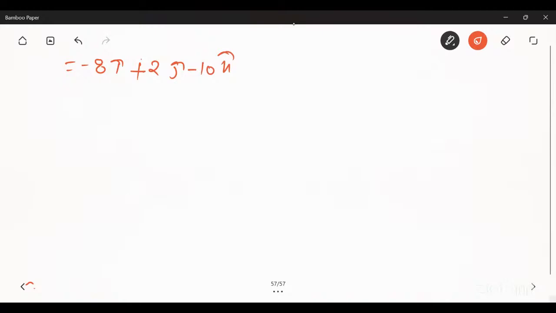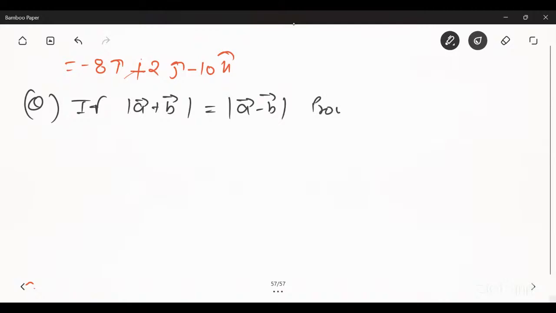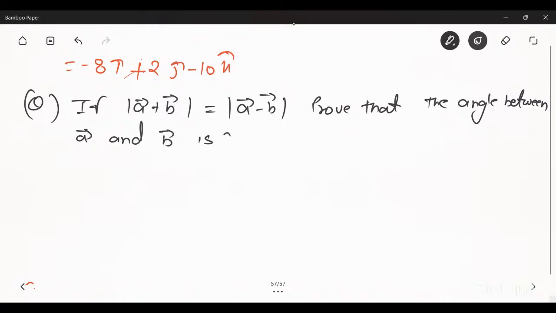Okay. So now next question is, if mod of vector a plus b is equal to mod of vector a minus b, prove that the angle between a and b is 90 degrees. Now see how you can find the angle between them.